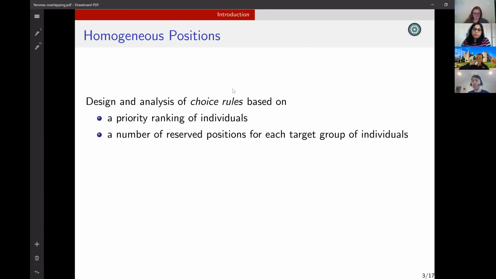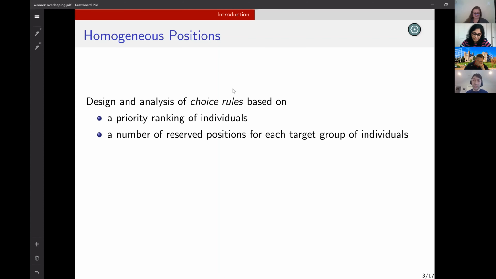These choice rules are going to be based on a couple of things. First, it is going to be based on a priority ranking of individuals. Think of this as merit scores, as in India. These merit scores rank all of the individuals strictly. And it also depends on a number of reserved positions for each target group of individuals. Think about disabled people, think about veterans. They may have a number of seats reserved for them.